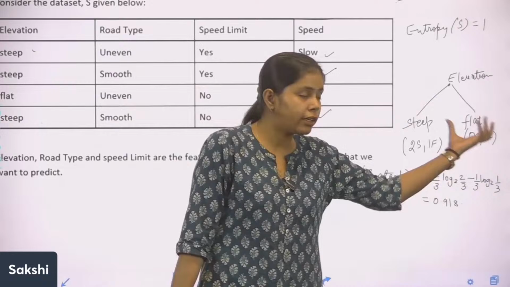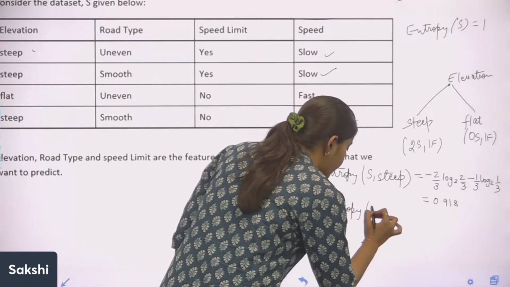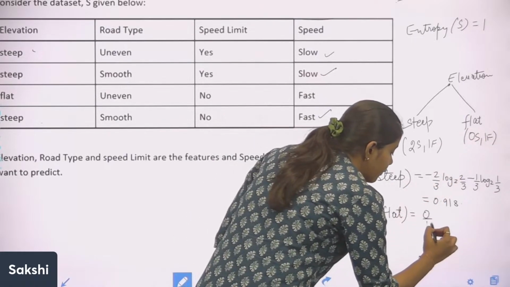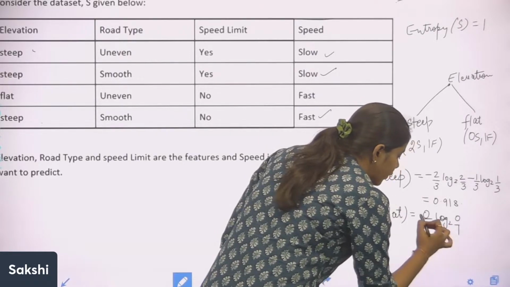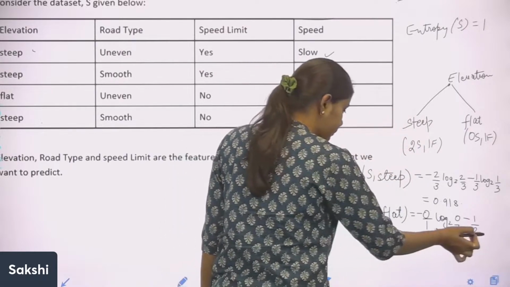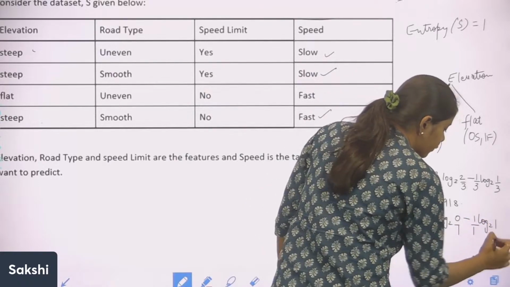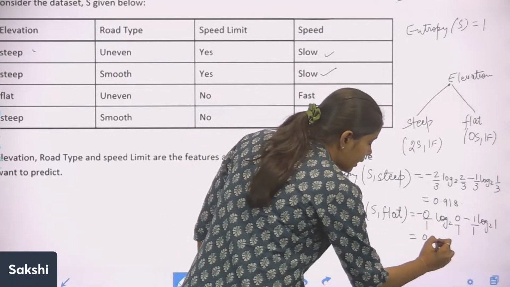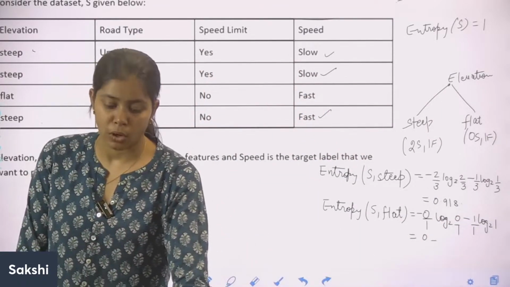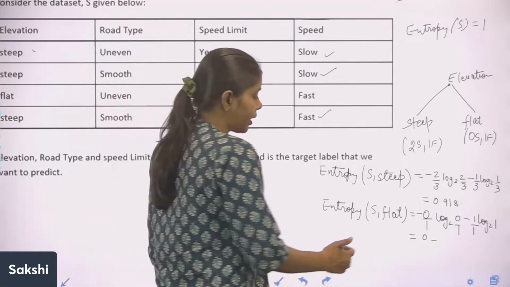Now similarly you would find out the entropy for this flat value. What would be the value? Entropy of S comma flat. So 0 and 1. The probability would be 0 by 1 log to the base 2 of 0 by 1, with a minus sign, minus 1 by 1 log to the base 2 of 1 by 1. This would become 0, and log to the base 2 of 1, what would be the value? You can find out log 1 is always 0. So this value would become 0.